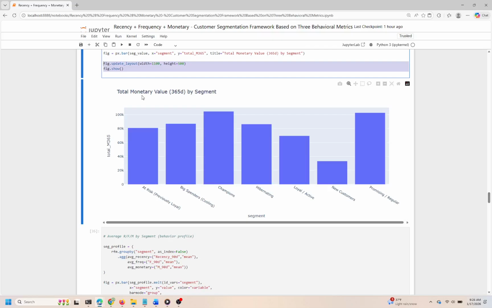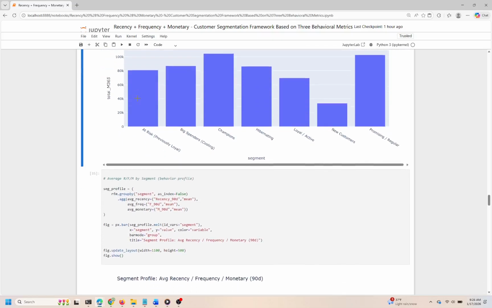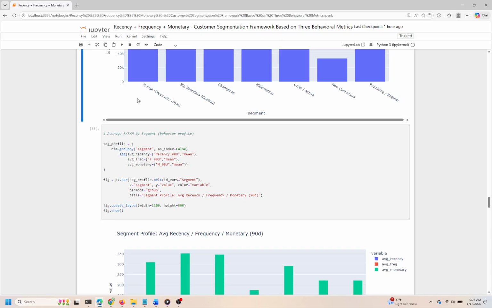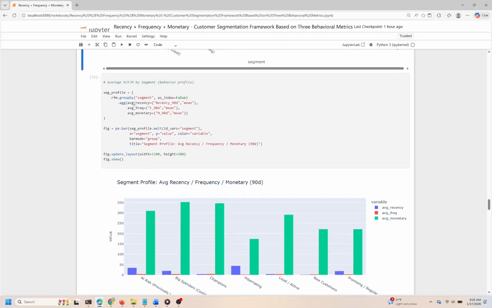Looking ahead, the next cell is likely to build upon this analysis by diving deeper into either segment performance over time or specific strategies to enhance value generation within each segment. This progression will further solidify our understanding of customer behavior and value.